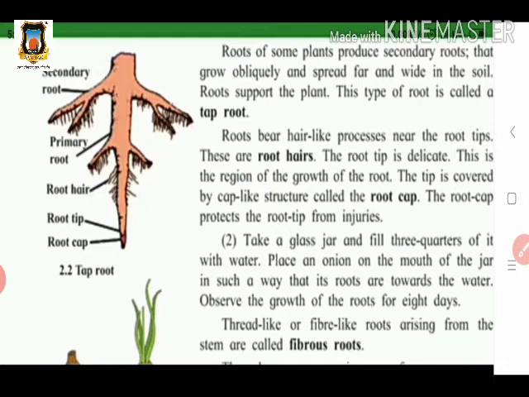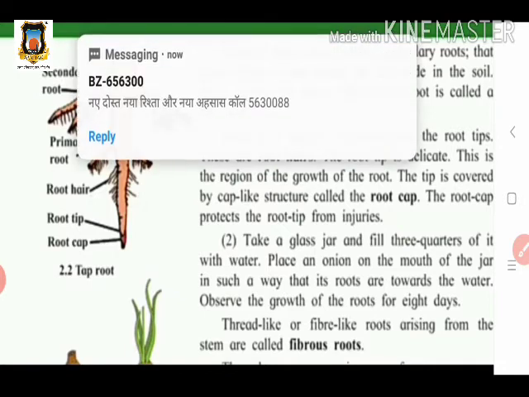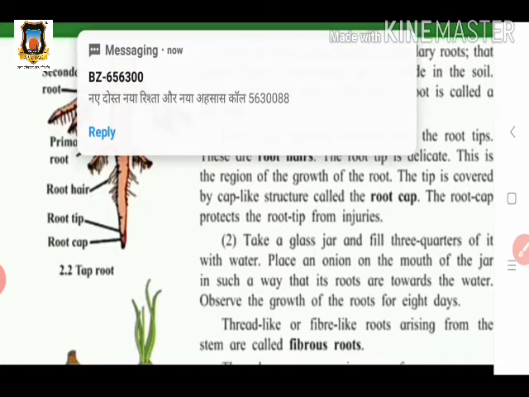So this root bears hair-like processes near the root tips. These are root hairs. Which are the root hairs? This main root contains hair-like processes near the root tip. So these are root hairs. So the root tip is delicate. Means this root tip is very delicate.